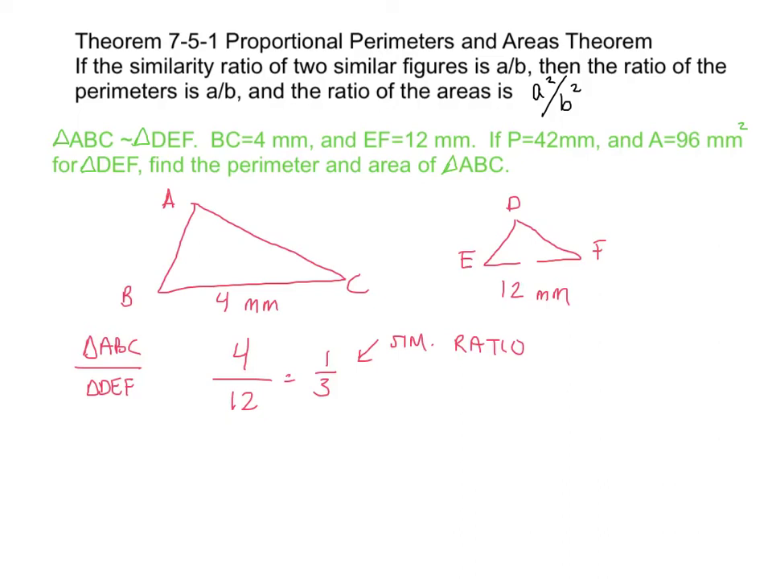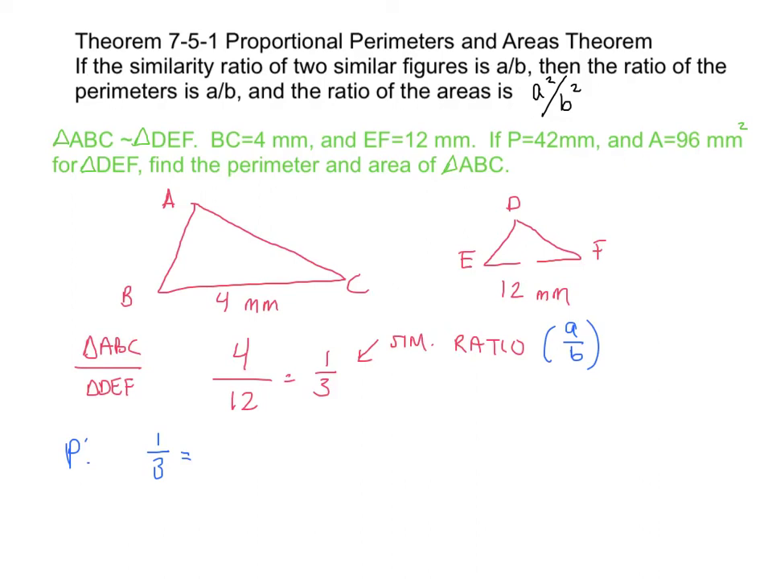It says that if the similarity ratio is A to B, so we know that this is our similarity ratio, which is in the form of A to B again. That means that in this case, 1 is A and 3 is B. Then the ratio of the perimeters is A to B. So when we compare perimeter now, we know that it's going to be proportional to 1/3.